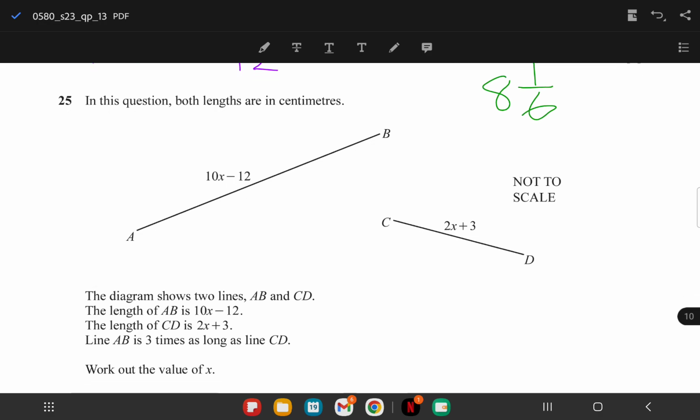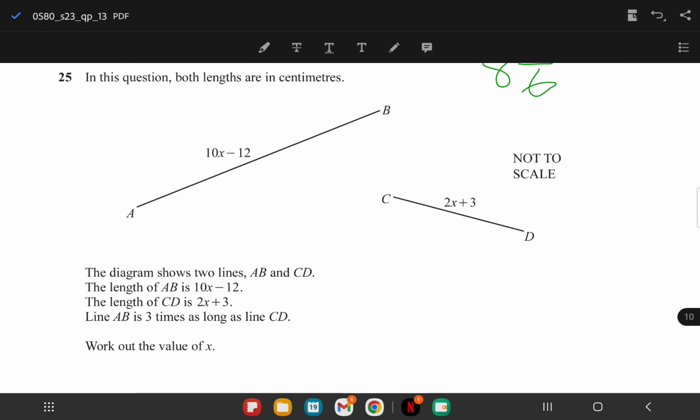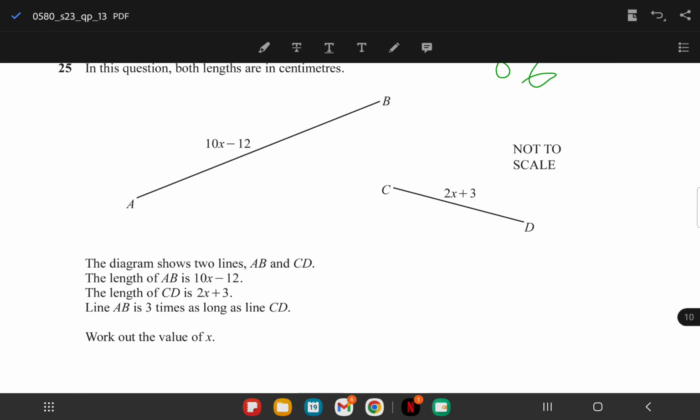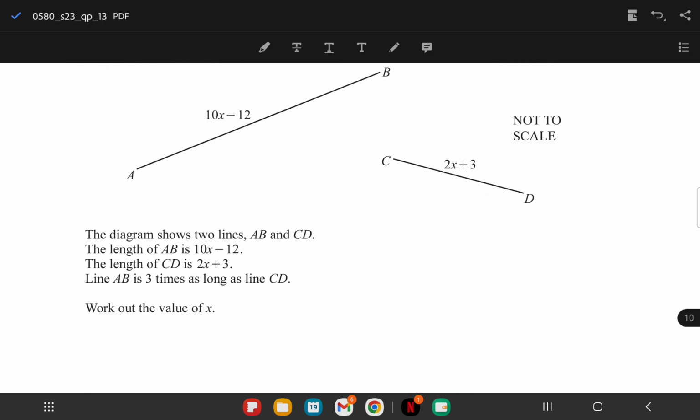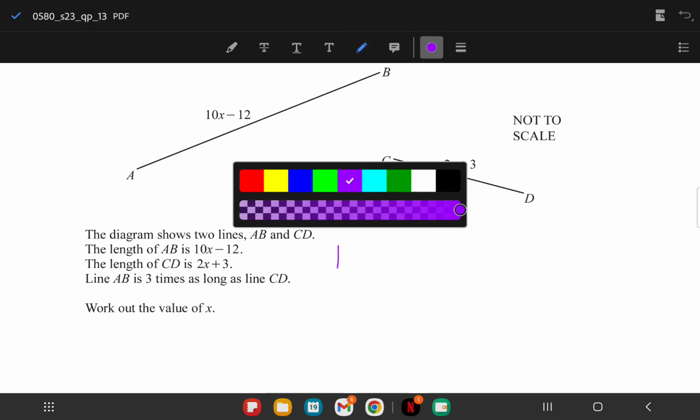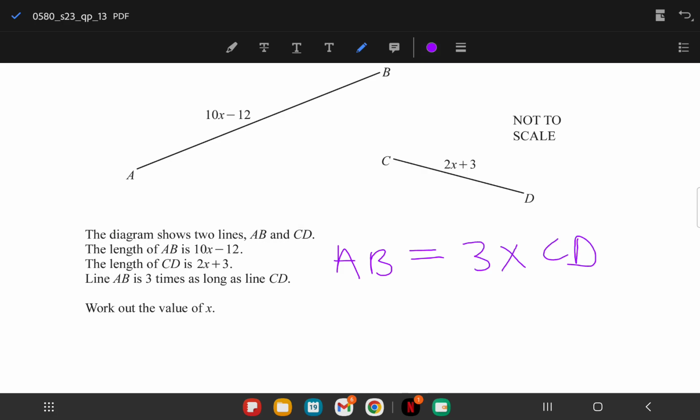Okay, in this question, both lengths are in centimeters and it's not to scale. The diagram shows two lines, AB and CD. The length of AB is that one. The length of CD is that one. Line AB is 3 times as long as line CD. Work out the value of x. Okay, so AB is equal to 3 times the length of CD.